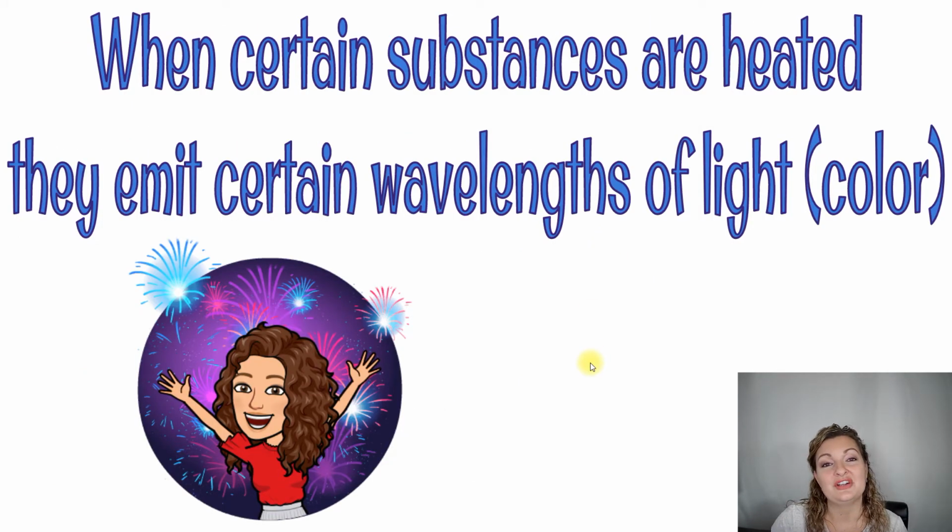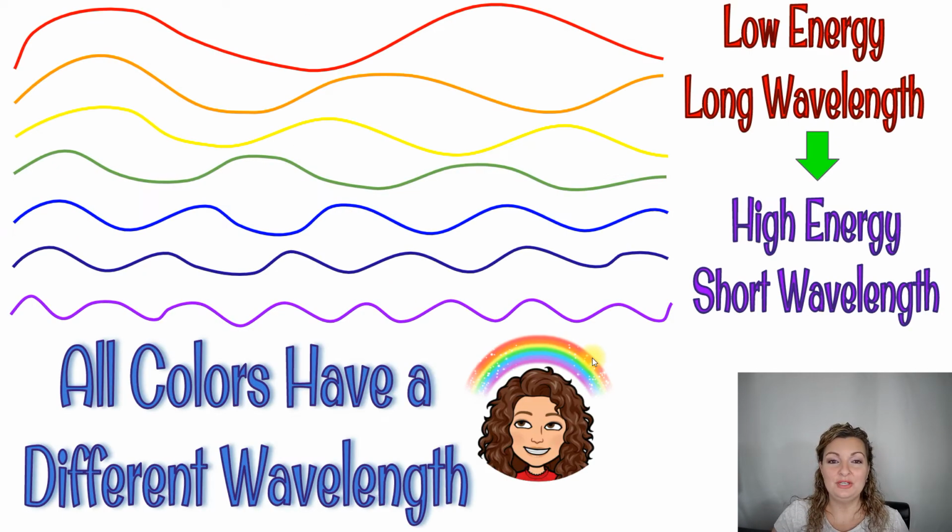Now, when certain substances are heated, they emit certain wavelengths of light, which we know as color, all right? So if we look at the rainbow, we can see that each color has its own wavelength. The low energy ones have a longer wavelength, so reds, orange, yellows. As we go down, you can see the ones that have higher energy and a much shorter wavelength are going to be the ones like blue, indigo, and violet. Each one has a very distinctive wavelength, so when a substance burns, it will emit these wavelengths and will shine in that color.